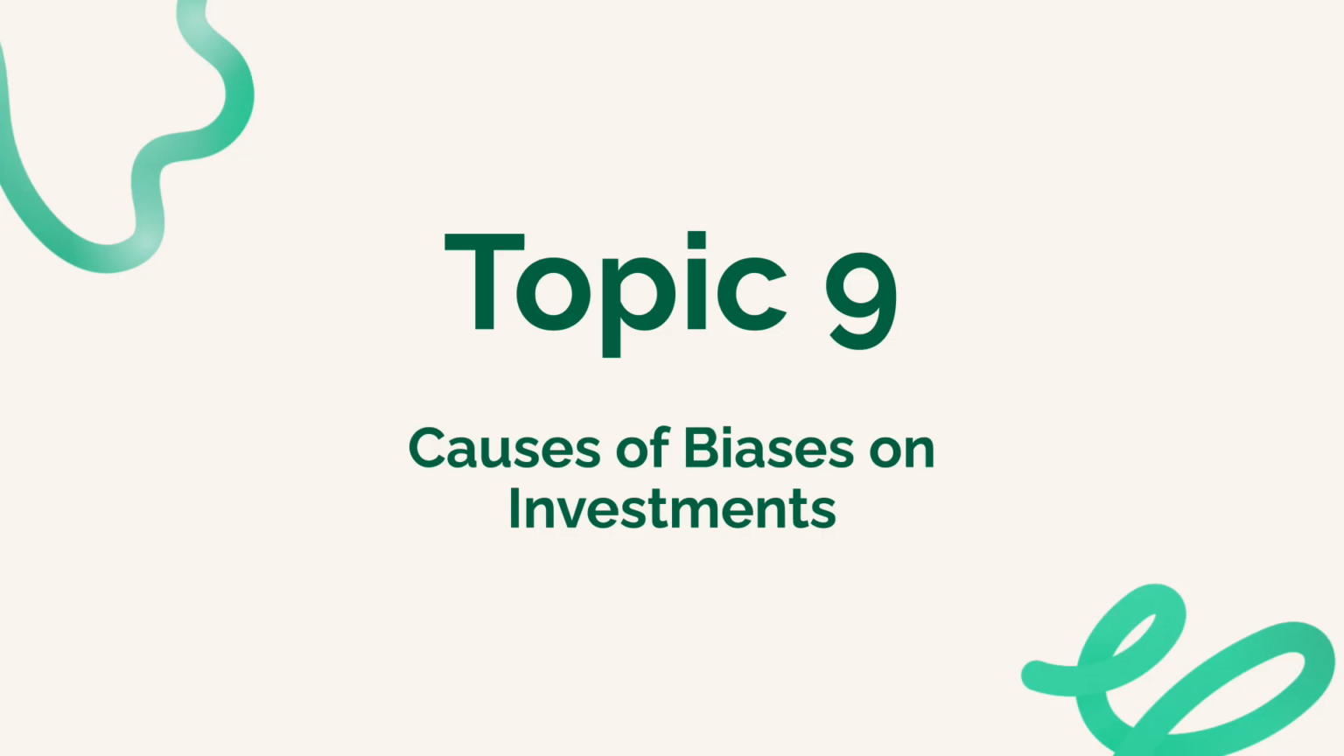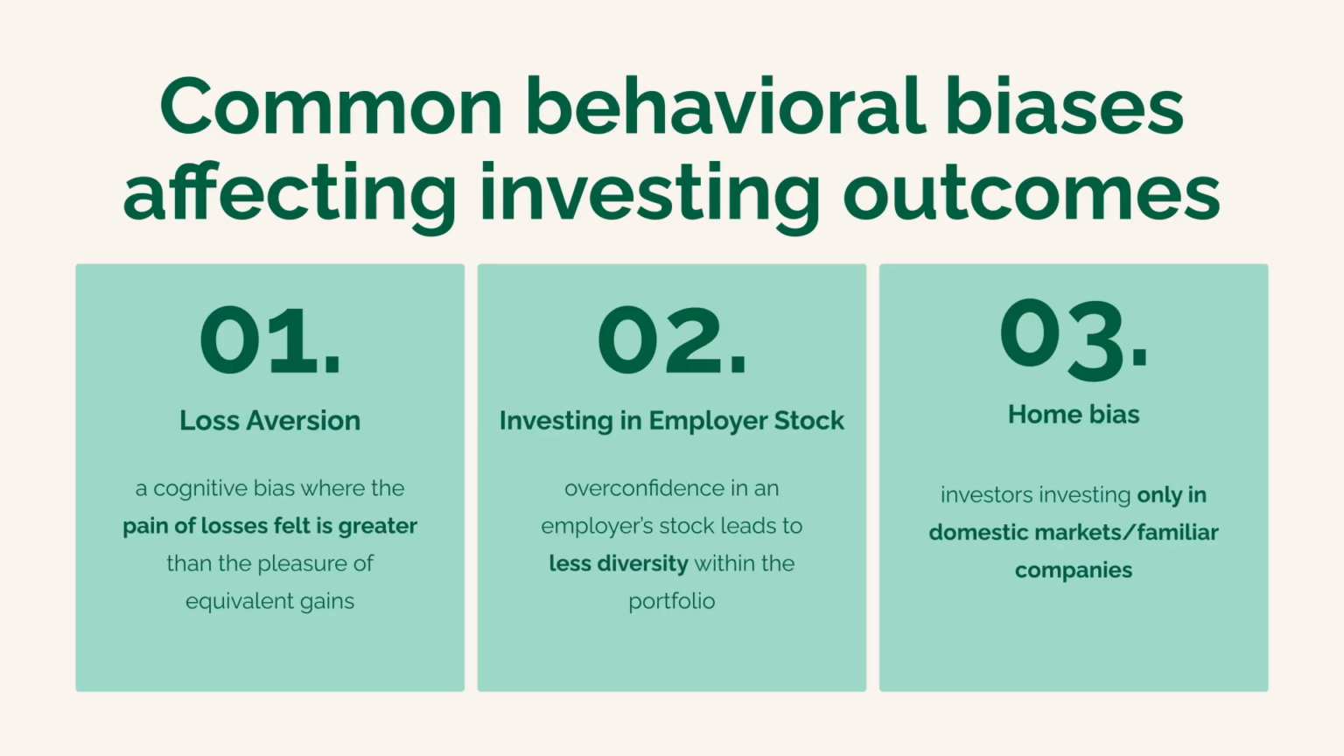The first topic we're going to be going over today is identifying behavioral biases that can result in poor investment decisions. For example, loss aversion, which is the first one we're going to be going over today. Loss aversion is a cognitive bias where the pain of losses is actually felt greater than the pleasure of equivalent gains. This would lead to holding on to investments longer than an investor should, selling growing investments too quickly, and lastly, dramatically decreasing risk of a portfolio, which can hurt the portfolio in the long term.